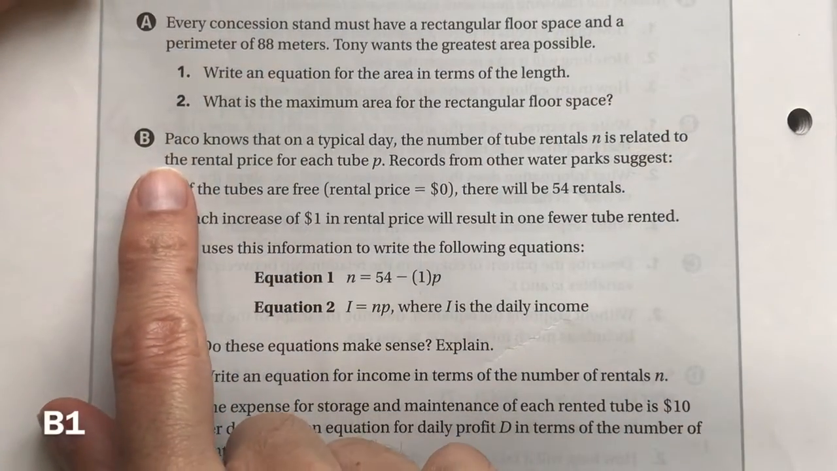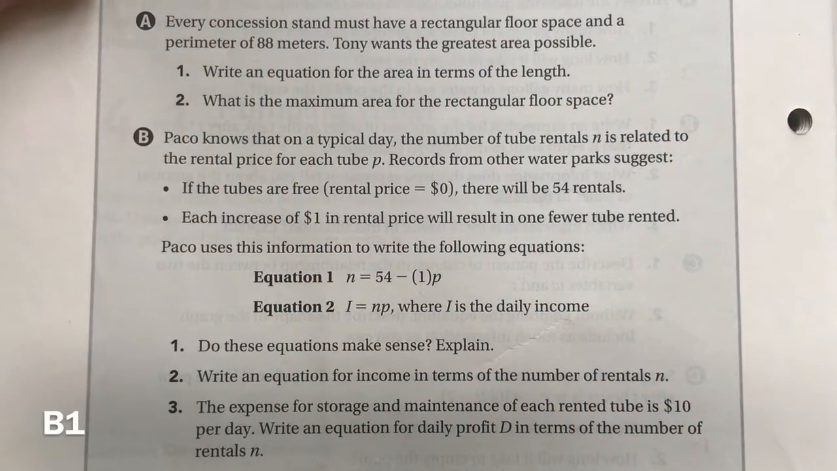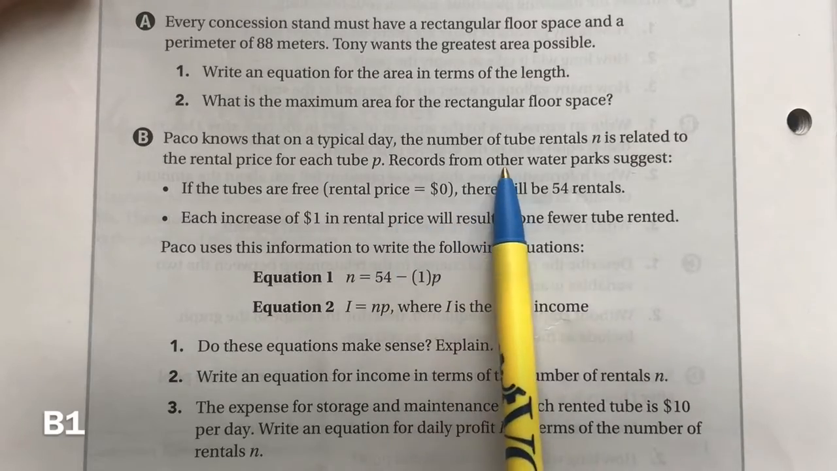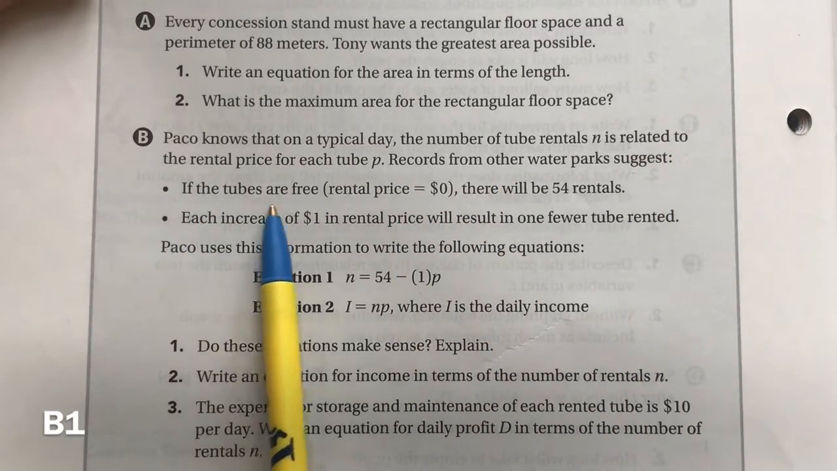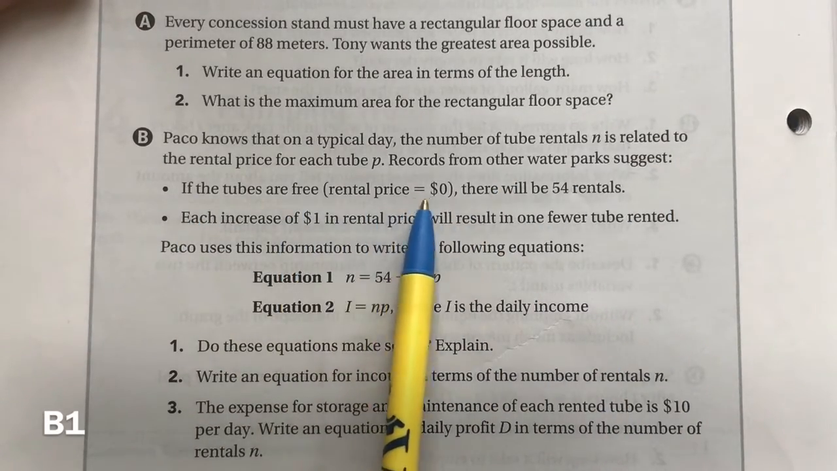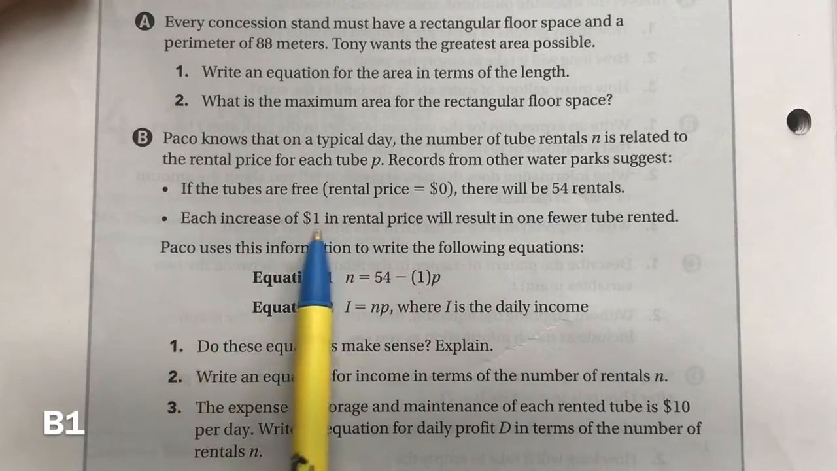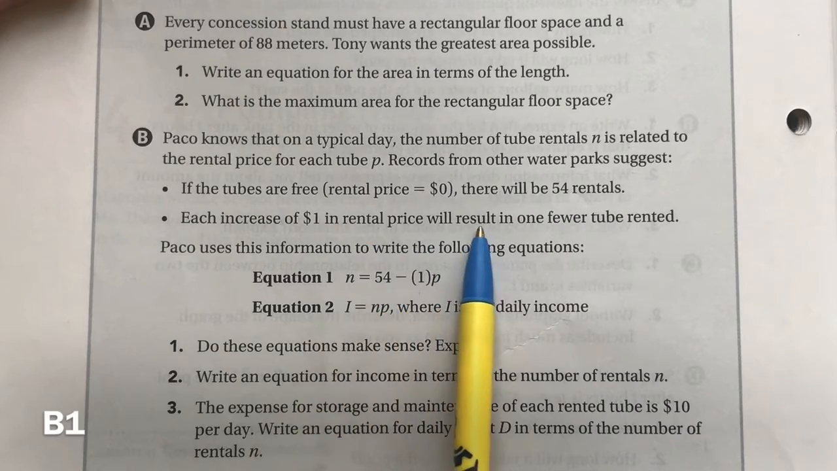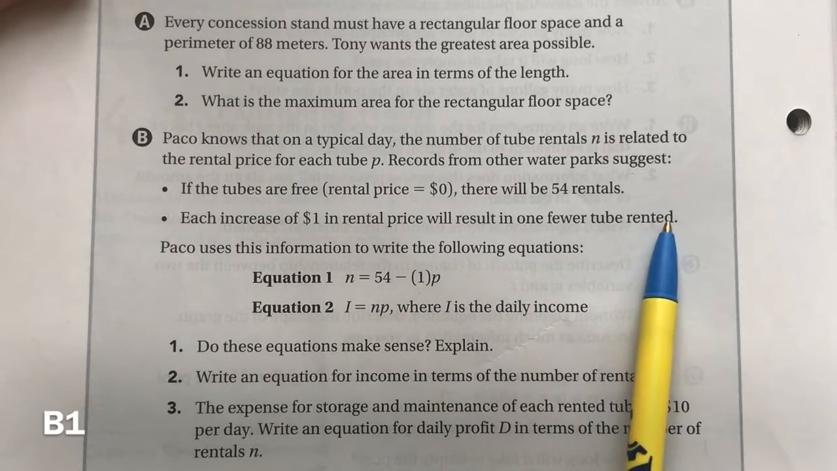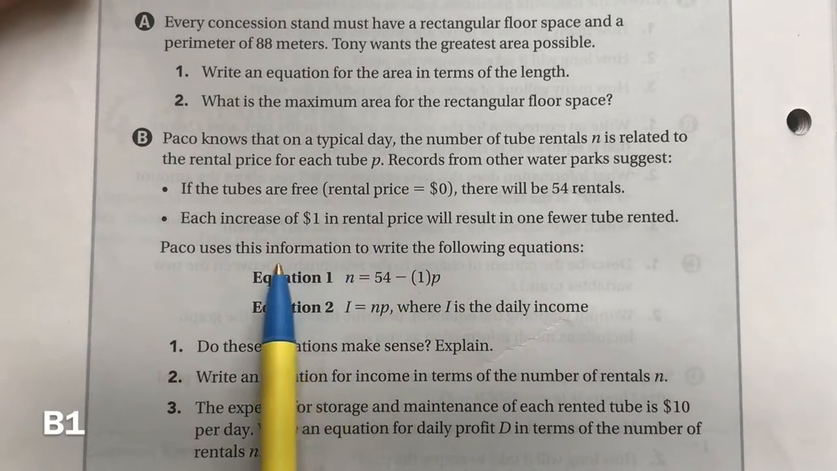On to part B. Paco knows that on a typical day, the number of tube rentals, N, is related to the rental price for each tube, P. Records from the other water parks suggest that if the tubes are free, the rental price being 0, there will be 54 rentals in that day. But with each increase of $1 in rental price, there will result in 1 fewer tube rented. So here's what we have, the situation for the equation.